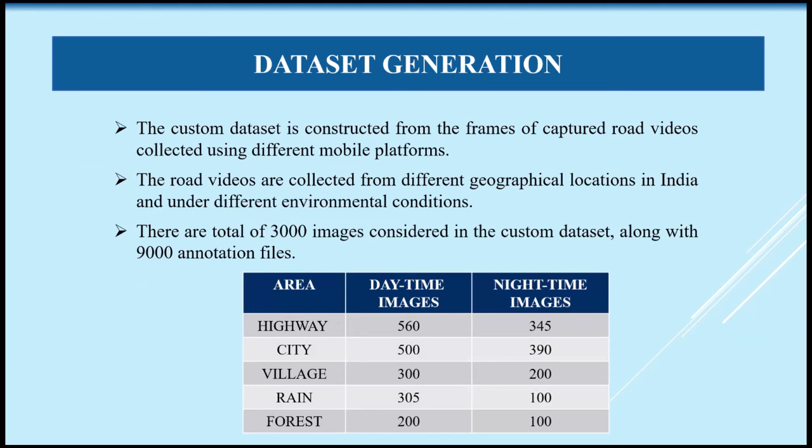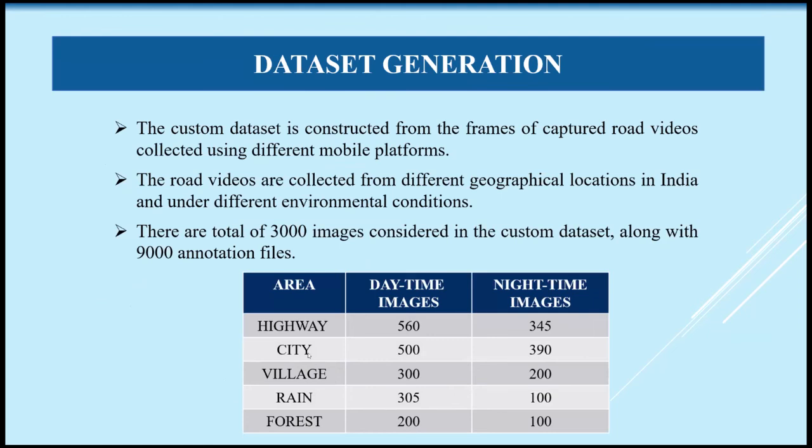The custom dataset is constructed from the frames of the captured videos. The videos are captured using different mobile platforms, and the videos are collected from different geographical locations in India and under different environmental conditions. So we have collected 3,000 images as a part of the custom dataset. And these 3,000 images are annotated for three different tasks. Therefore, we have 9,000 annotation files.